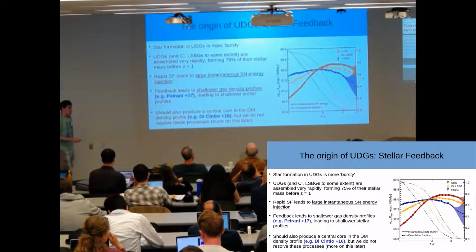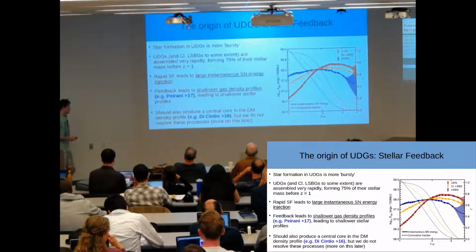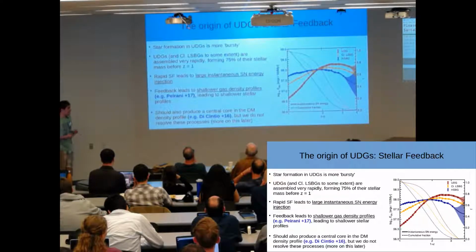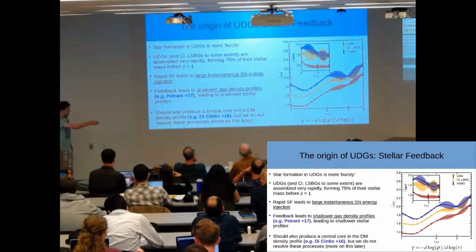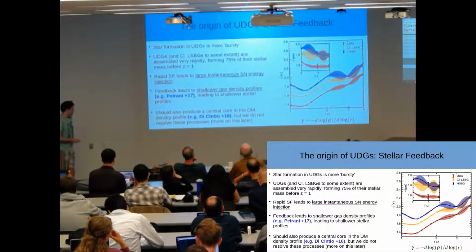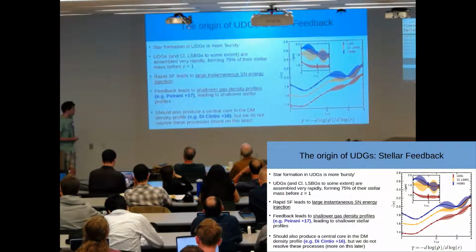And this leads to a shallower gas density profile. And if you have a shallower gas density profile, then this is going to produce a shallower stellar density profile. So this is the log-log density slope of the stellar density and the gas density, I believe, as it evolves. I'll come back to this in a minute. But because of our resolution, we can't resolve the dark matter effects.